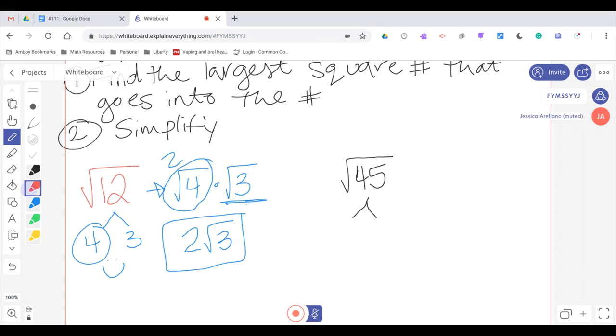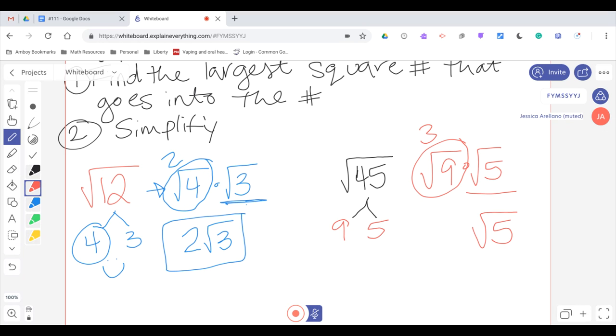Okay, so 45 breaks into 9 times 5. So I'm going to rewrite 45 as 9 times 5. Okay. Now again, 5 does not have a square root. It's going to stay inside a square root, inside a radical. But the square root of 9 does simplify. The square root of 9 is 3. So my answer is going to be 3 square root of 5.